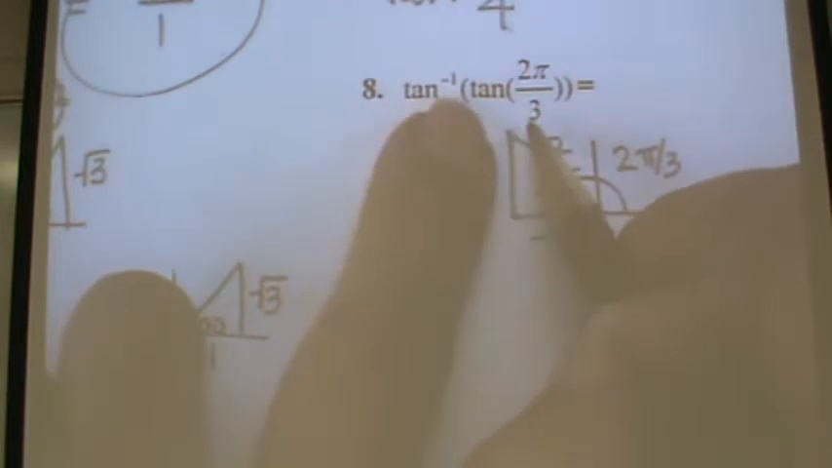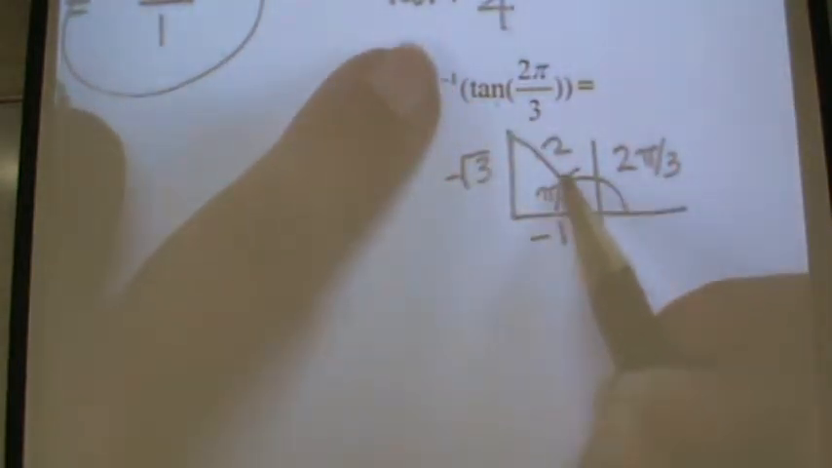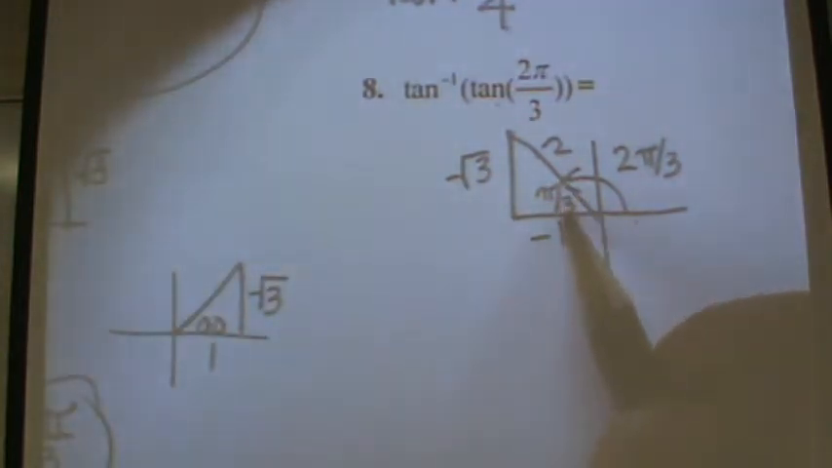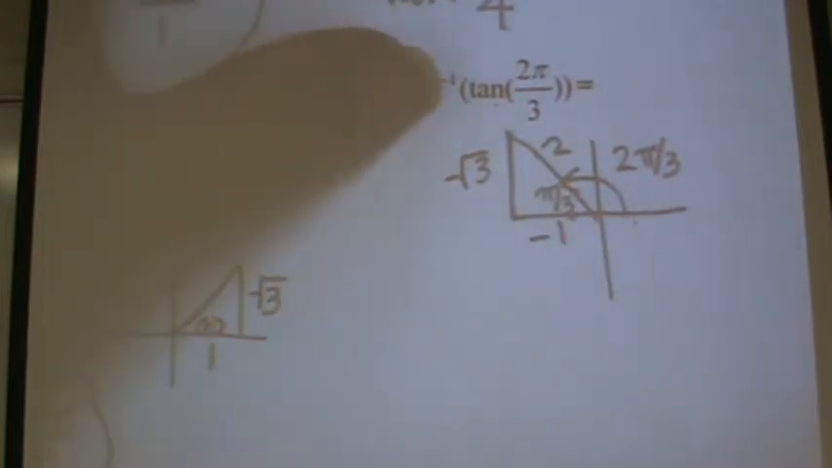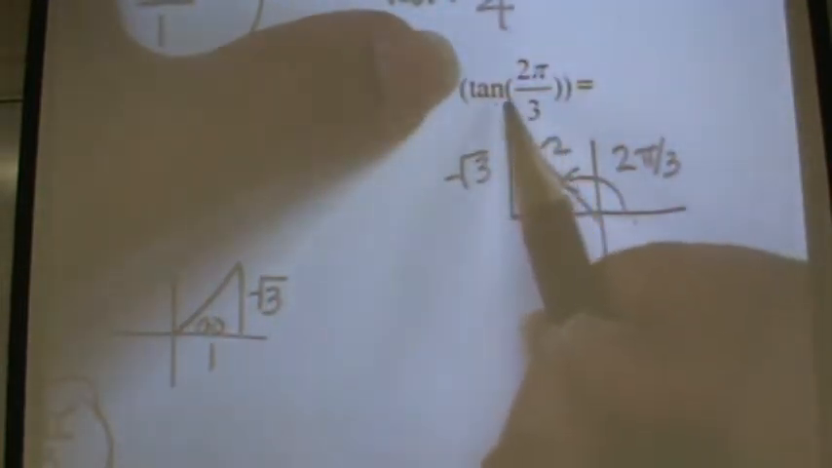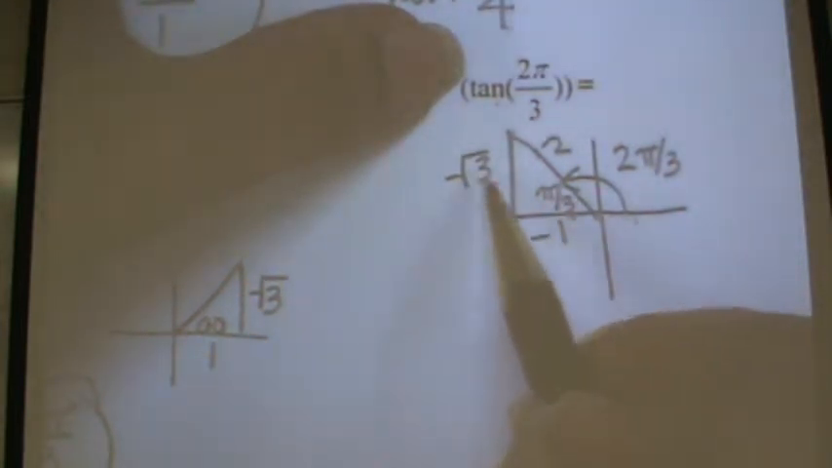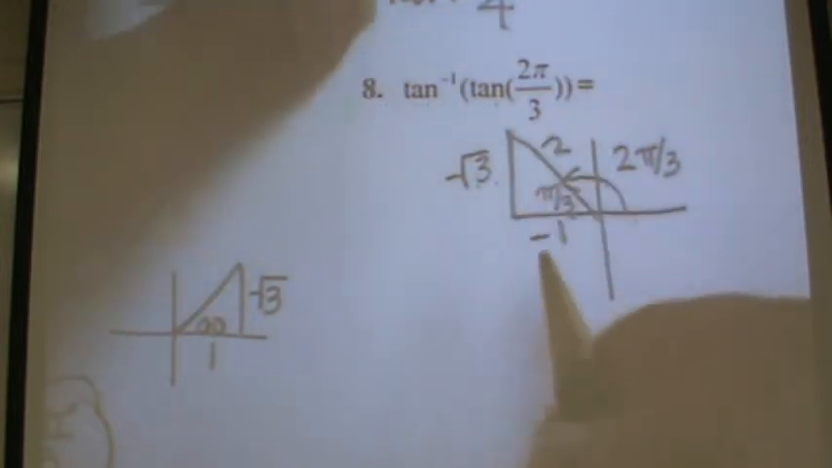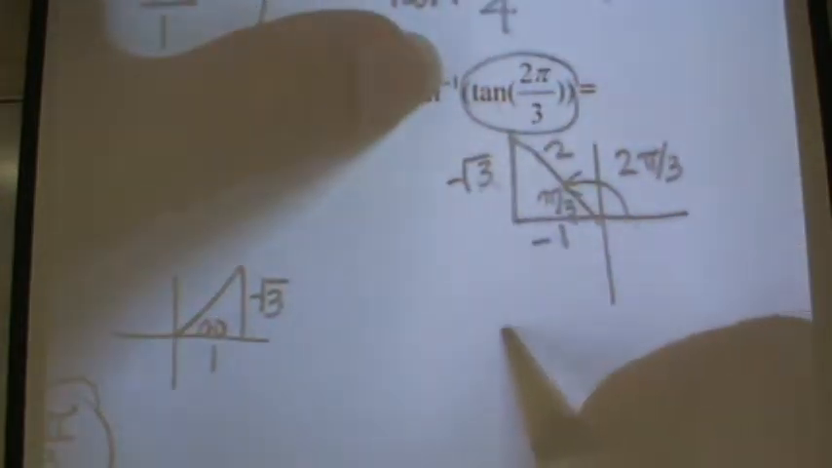So I want to know what's the tangent of this angle, because it's the same as the tangent of 2 pi over 3. I'm going to use this little angle to get the answer for 2 pi over 3. So what's the tangent? This is from chapter 6. What would be the tangent of this angle? Negative root 3 over 1. So now this answer right here is negative root 3 over 1.